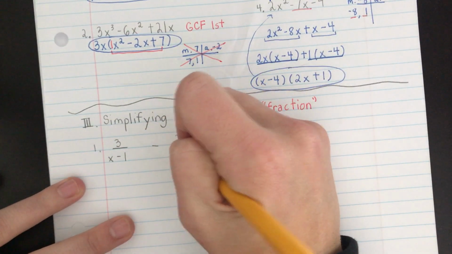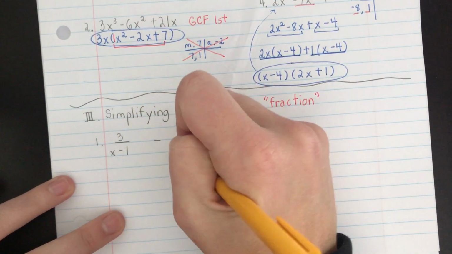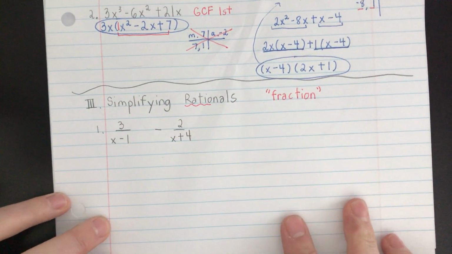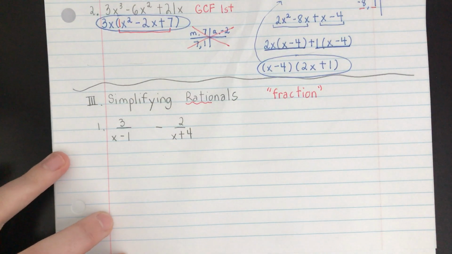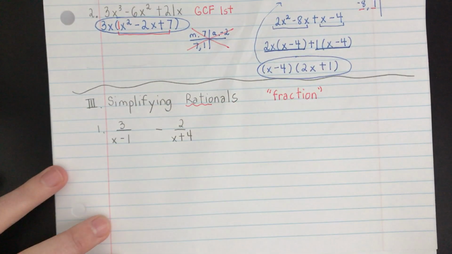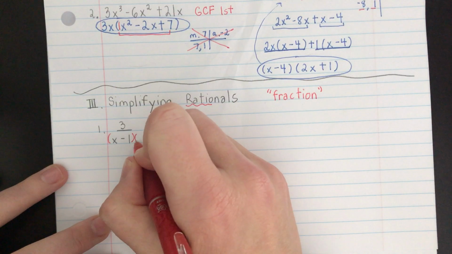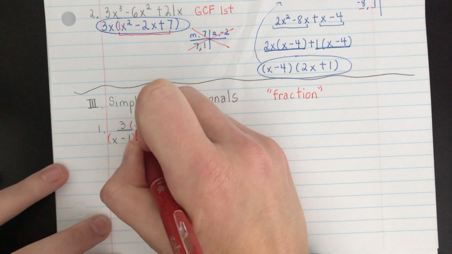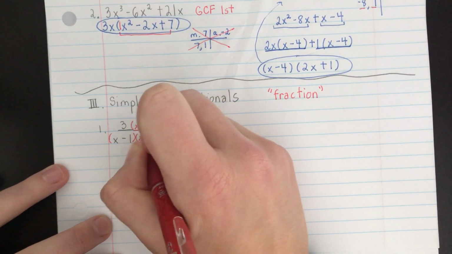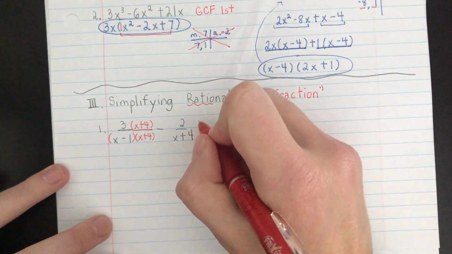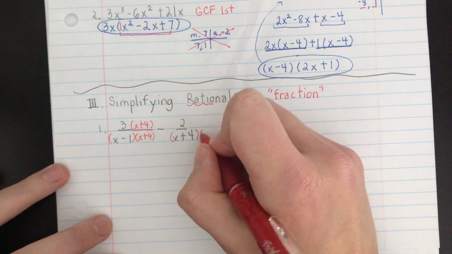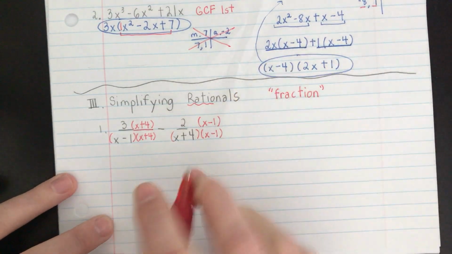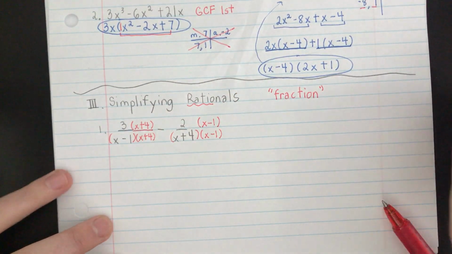minus 2 over x plus 4, how would you be able to subtract those two fractions? Well, just like any other fractions, you have to get that common denominator. So you're going to have to multiply this whole fraction by x plus 4 on top and on bottom, because it's like multiplying by 1, and that's legal. And then you'll have to multiply this whole fraction by x minus 1. So that way your denominators match and you have a common denominator.